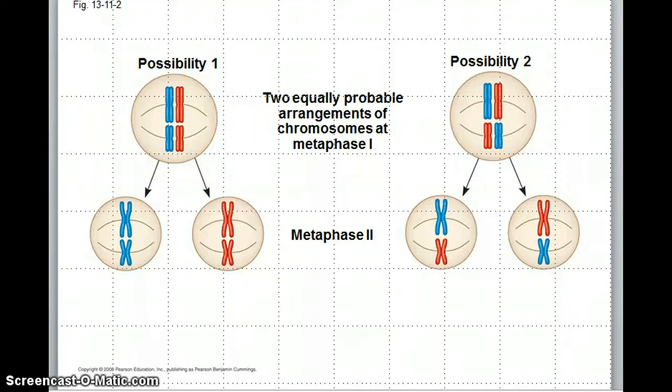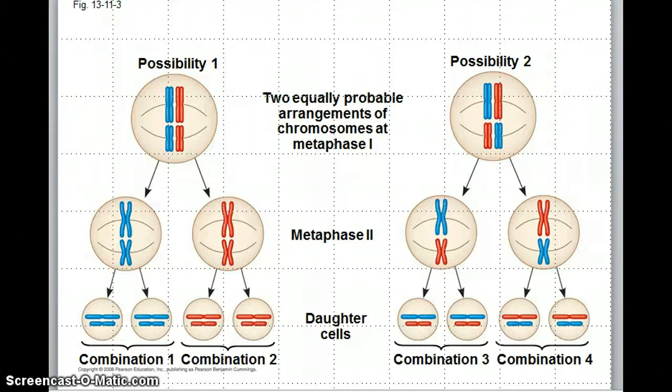So when those orient to whatever end of the cell, whatever pole they're pulled to, which will be whatever daughter cell they end up going into, it's completely random chance of what chromosome it will receive. Okay? So in your daughter cells, here are 2 examples of the different possibilities of how those chromosomes could assort. Okay?